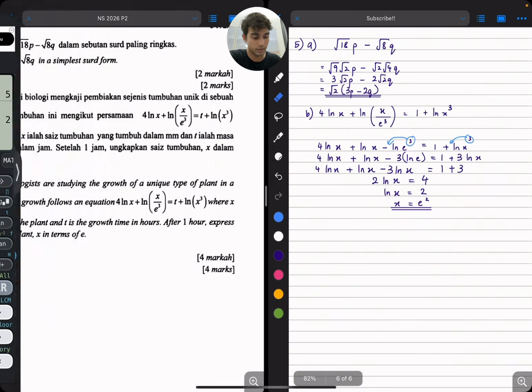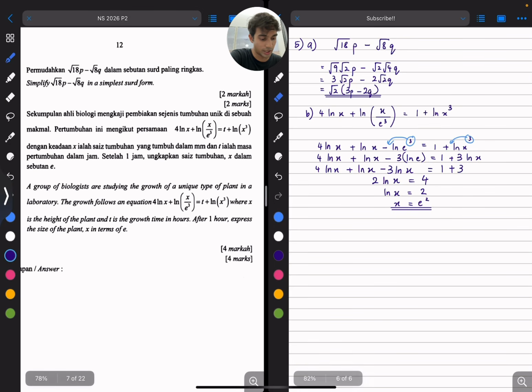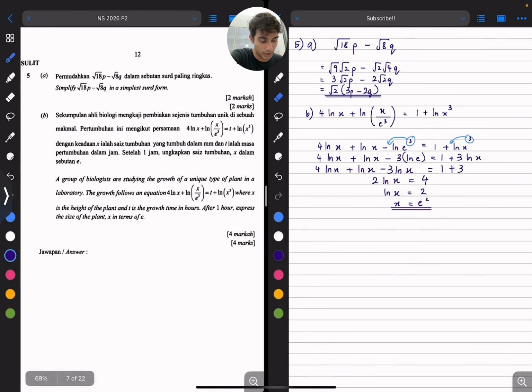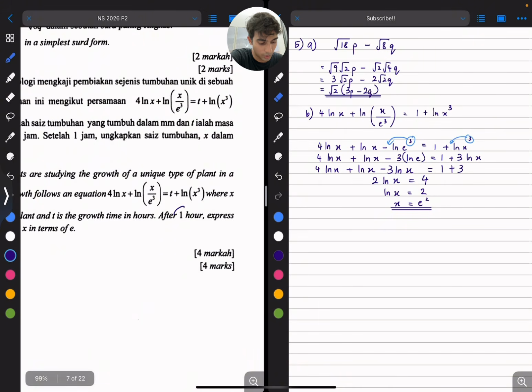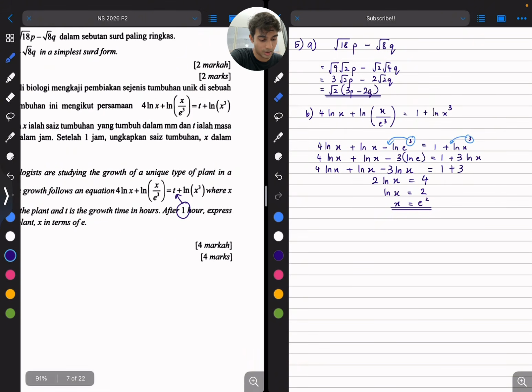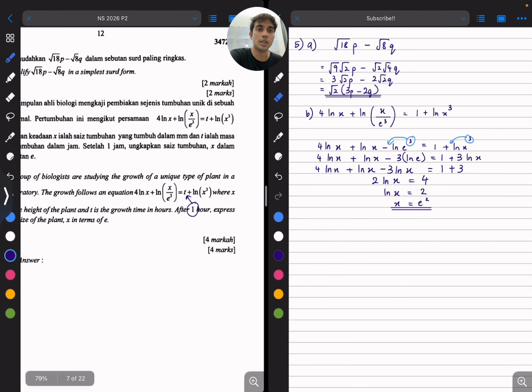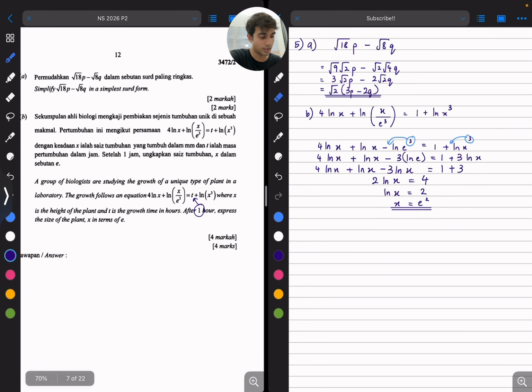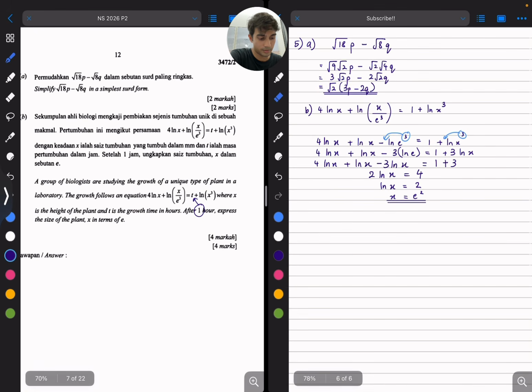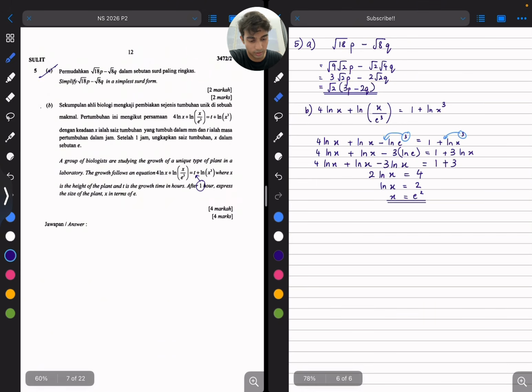Done. It looks like a very difficult question, but actually you just have to substitute the 1 inside here lah. That's it. Then you make x the subject. Okay, here they are testing you whether you know the laws of log or not. Yeah. That's it. Done.